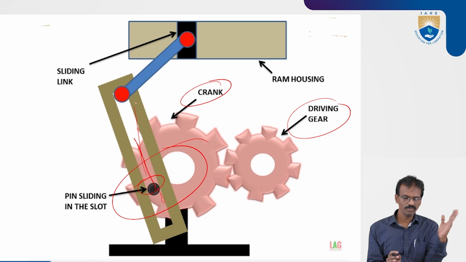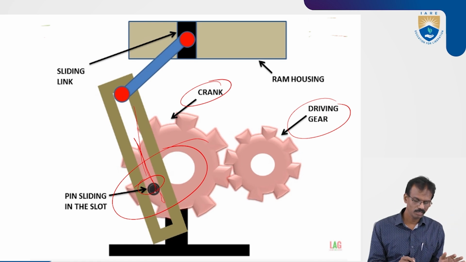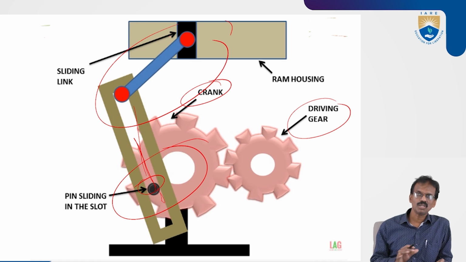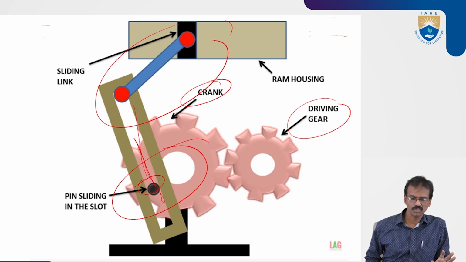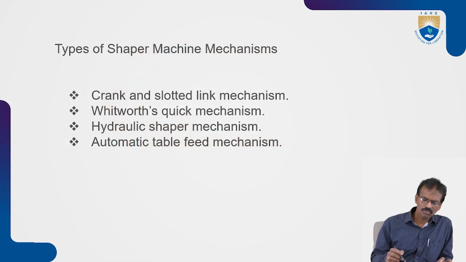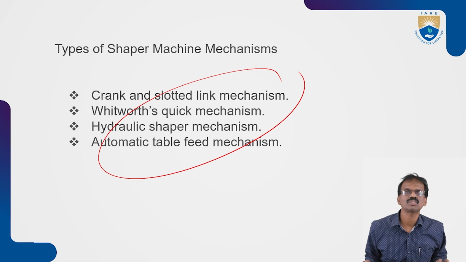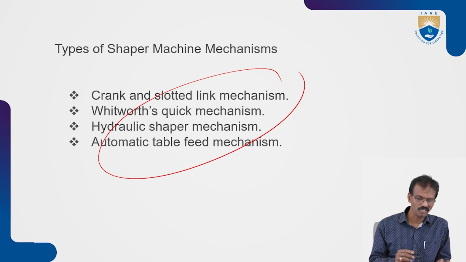When it moves like an oscillating system, the pin moves in the upward and downward direction. Automatically, the ram moves forward and backward. In this way, the rotary motion is converted into reciprocating motion. This is one of the mechanisms to convert rotary motion into reciprocating motion. There are four types of mechanisms to do this. One is the crank and slotted link mechanism.